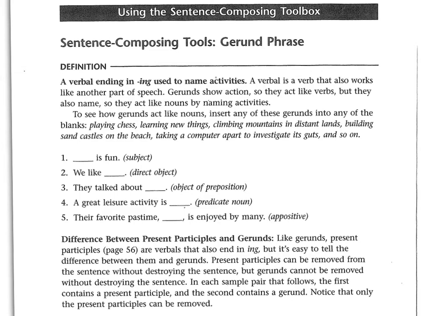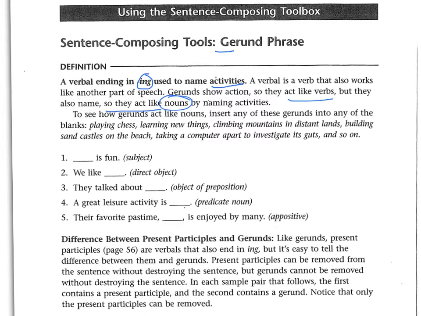Let's look at gerund phrases. Gerund with a G, not gerund with a J. A gerund, by definition, is a verbal ending in -ing used to name activities. Gerunds act as nouns. A verbal is a verb that also works like another part of speech. Gerunds show action, so they act like verbs, but they also name, so they act like, now here's a key thing, nouns by naming activities.